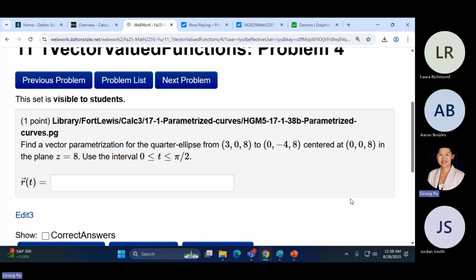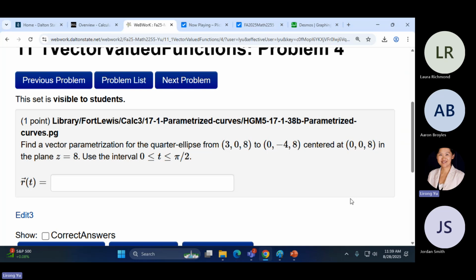This is question number 4. We want to find a vector-valued function, or a vector parametrization, for the quarter ellipse from (3, 0, 8) to (0, -4, 8) and centered at (0, 0, 8) in the plane z equals 8.